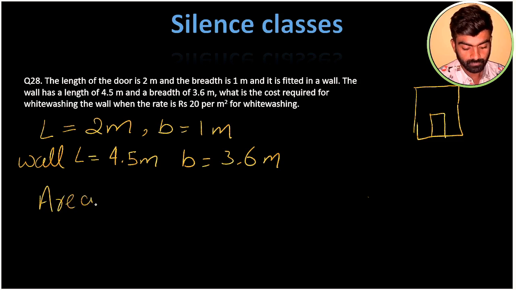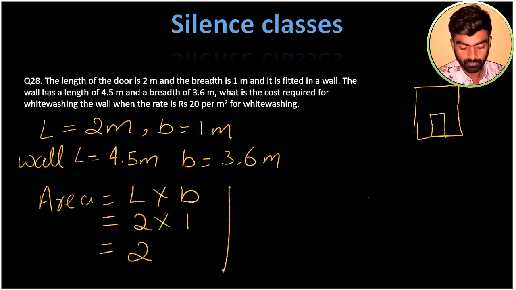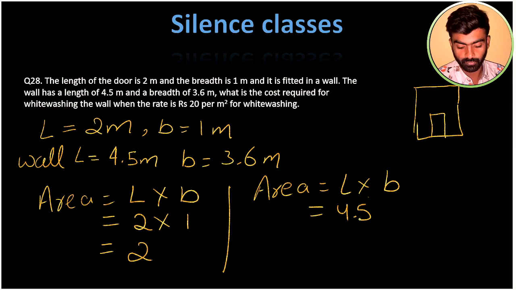Area is equal to L into B, which is 2 into 1, so it will become 2. Now wall area is equal to L into B, which is 4.5 multiplied by 3.6. Okay, so we will multiply it.